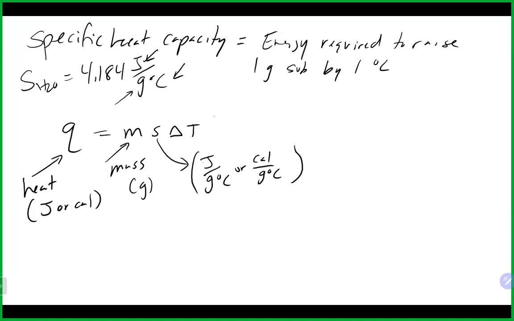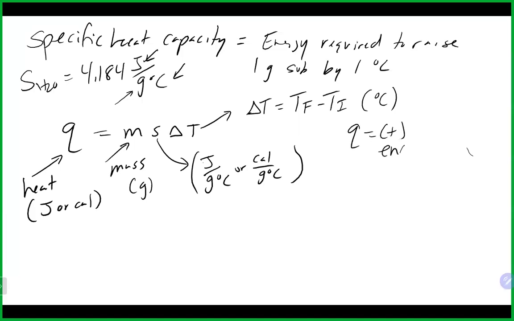Delta T is our change in temperature, and that is our final temperature minus our initial temperature. It's one of the few things in chemistry that we usually leave in degrees Celsius. You don't have to convert it to Kelvin, and that's because your specific heat capacity is usually always in degrees Celsius. When you calculate Q, if Q is a positive number, that's an endothermic process. And if you calculate Q and it's a negative number, that is an exothermic process.